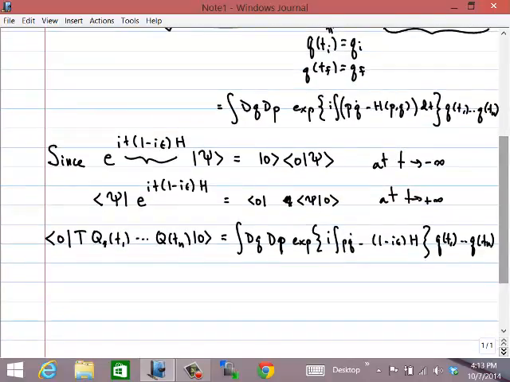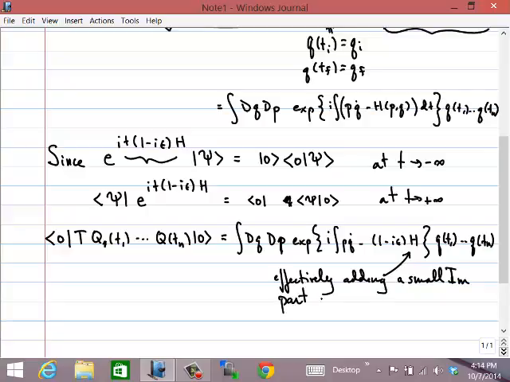Or, since the Hamiltonian is positive, this is effectively the same as adding a small imaginary part to all of the energies. And so this magically will project us onto the ground state. The only subtlety in this expression is that I really shouldn't draw an equals sign here. I should draw a proportional to sign there.